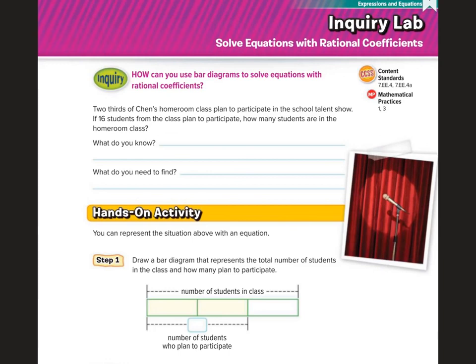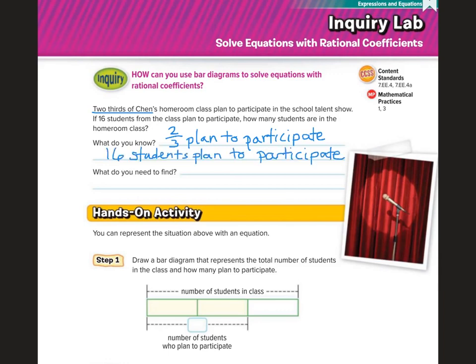2/3 of Chen's homeroom class plan to participate in the talent show. If 16 students from the class plan to participate, how many students are in the homeroom class? So we know that 16 students plan to participate. What do you need to find? We need to figure out how many students are in the homeroom class. Here's how we're going to solve it.